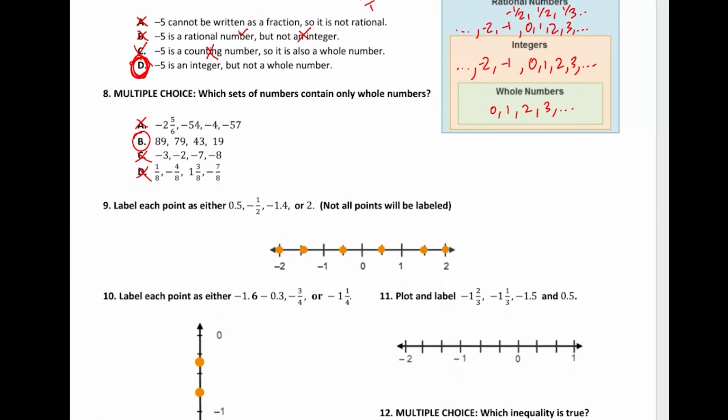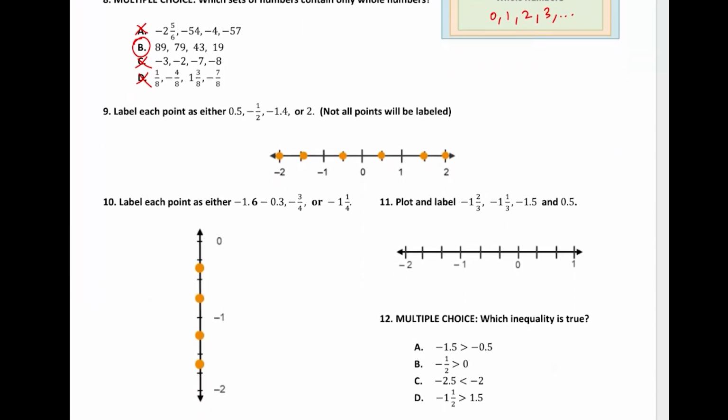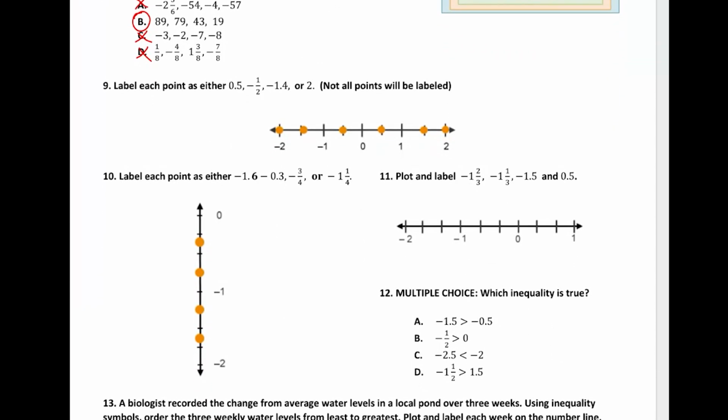Number 9 says label each point as either 0.5, -1/2, -1.4, or 2. So 1/2 is going to be halfway between 0 and 1. So 0.5 is right here. -1/2 is going to be in between 0 and -1, right here. -1.4 should be just shy of -1.5, so that's going to be right here. And 2 is all the way over here. It's already labeled, so I don't really know why they ask you to label that one. And so there's 2 points that are just not labeled, but the directions say that not all points will be labeled, so I think we're good.